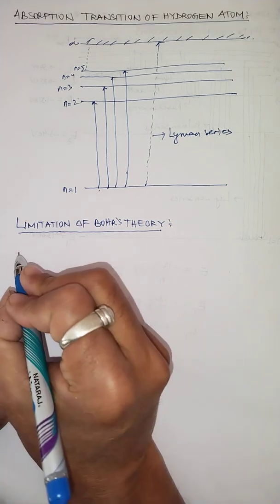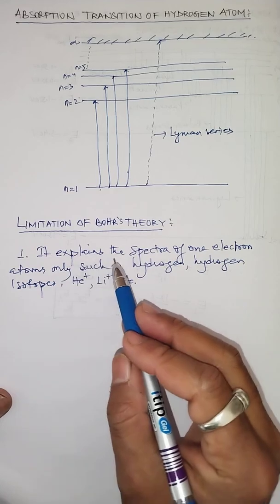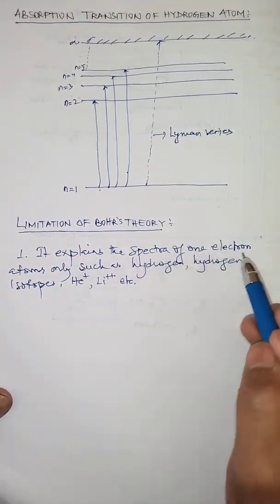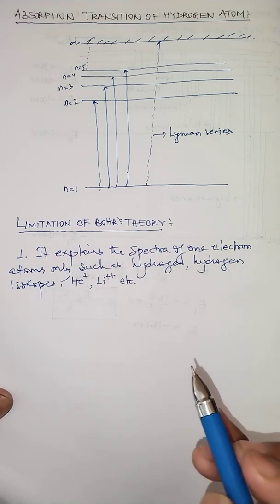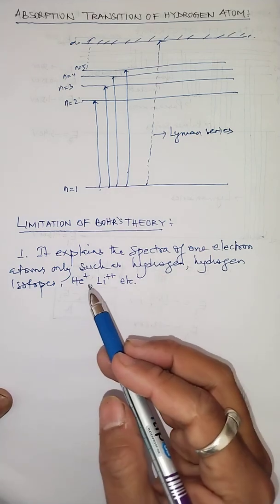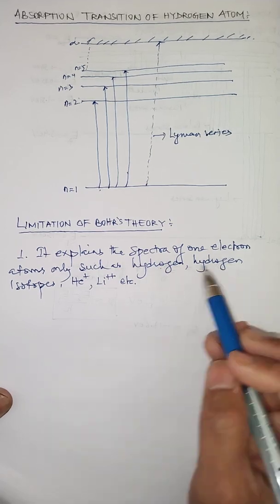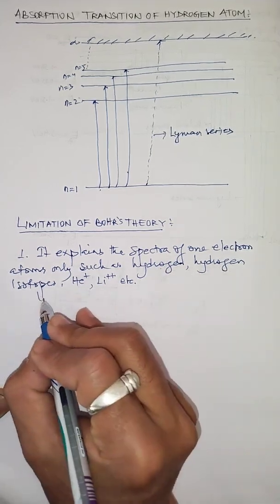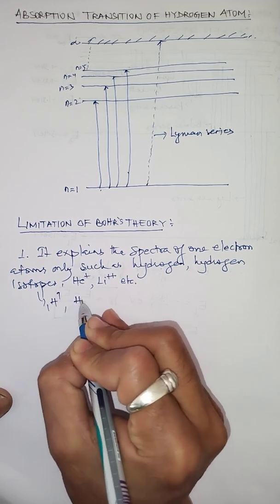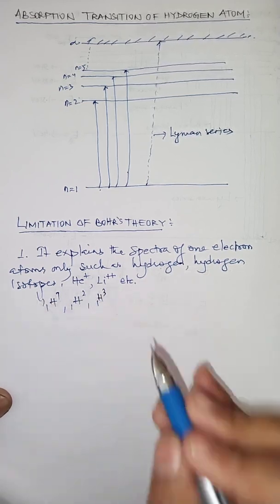So one of the drawbacks that we can discuss is that Bohr's theory explains only the spectra of one-electron atoms. That means an atom consisting of only one electron, such as the hydrogen atom, and hydrogen isotopes also. Hydrogen isotopes mean H1, 1, H1, 2, H1, 3. These are all the isotopes of the hydrogen atom.